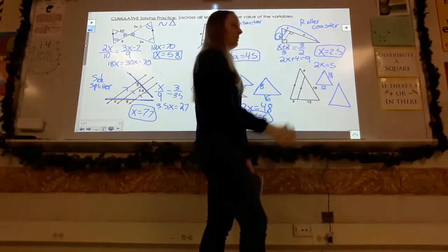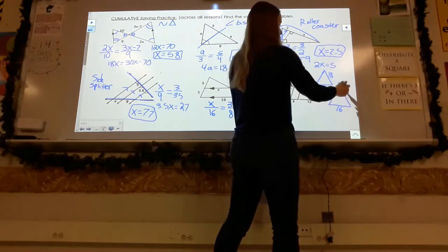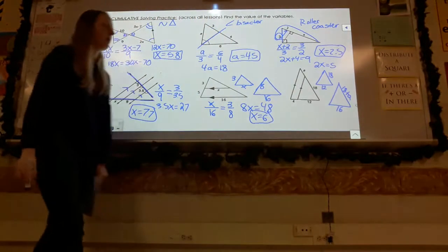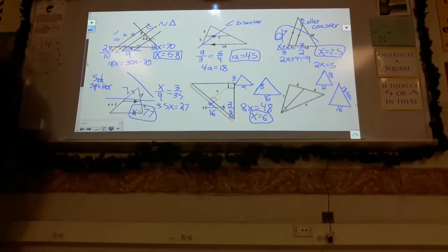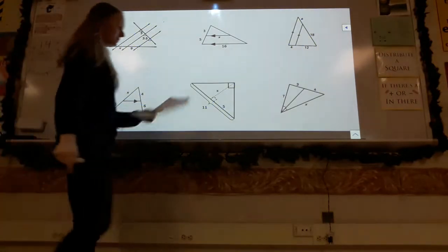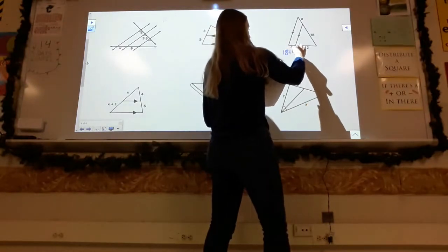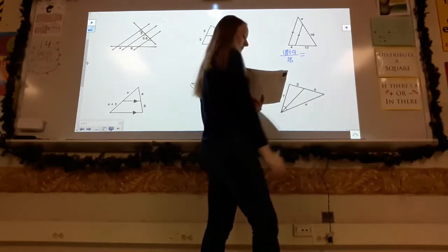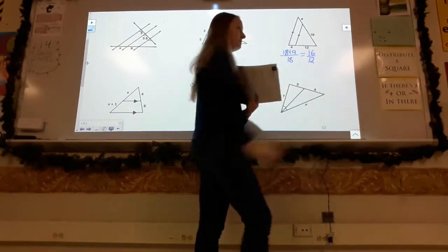And for the bigger triangle, what would the bottom be? 16, and then the right hand side? 18 plus A. Scoot this up a little bit so I'm not writing so low on the screen. So if I write the proportion, what would it look like? 18 plus A over 8. Okay. Equals? Yep. I know I erased the two pictures, but you should still have them.